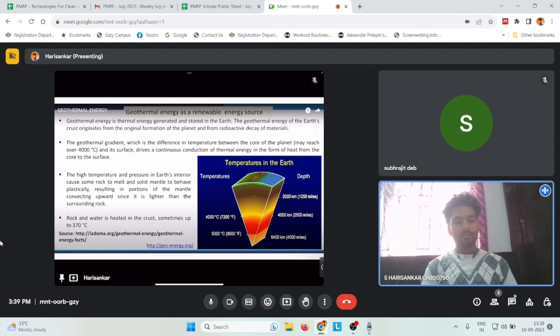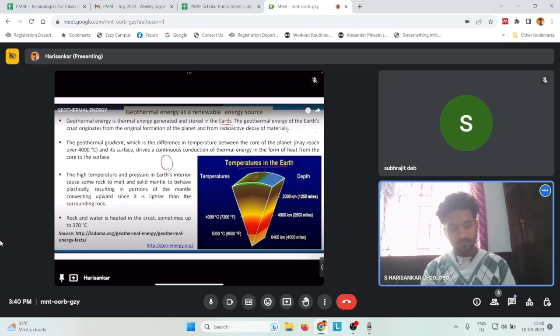So geothermal energy as a renewable energy source. Geothermal energy is thermal energy generated and stored in the earth. The geothermal energy of Earth's crust originates from the original formation of the planet and from radioactive decay of materials. So basically, this is the cross section of the Earth.